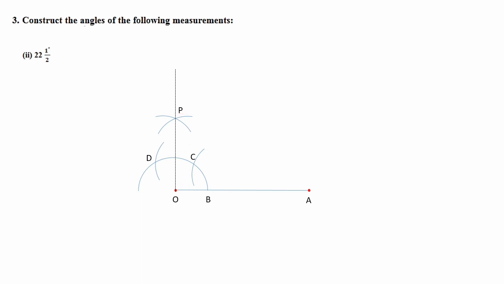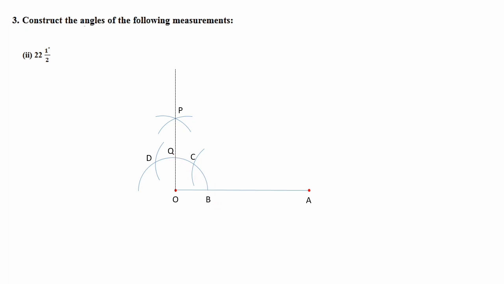And now we have got angle AOP is 90 degrees, but our angle is 22.5. Means from 90 we have to come again the bisection, that is 45 degrees. For that, let's take this point as Q and we have to bisect B and Q.